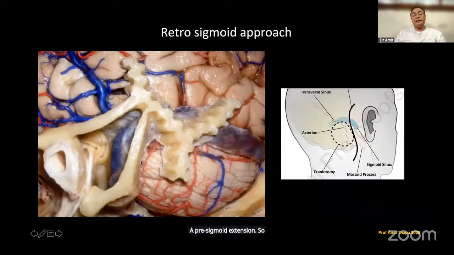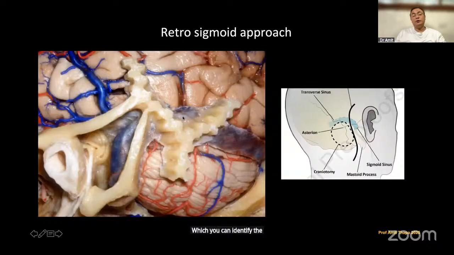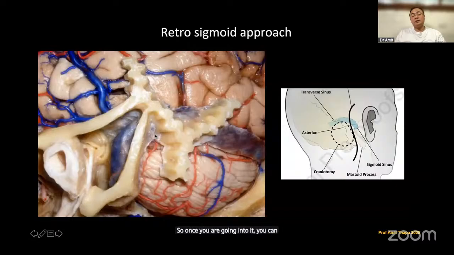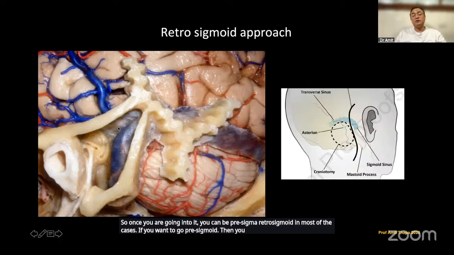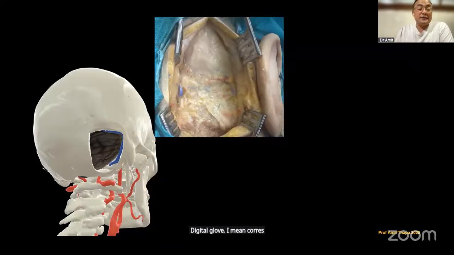So the idea is to find a craniometric point. The asterion makes a junction which you can identify as the junction of the sigmoid and the transverse sinus. And this usually lies just above the mastoid groove at the level of the zygoma when projected backward. So once you are going into it, you can go retrosigmoid in most of the cases. If you want to go presigmoid, then you have to cut through this bone and expose the jugular vein correspondingly.